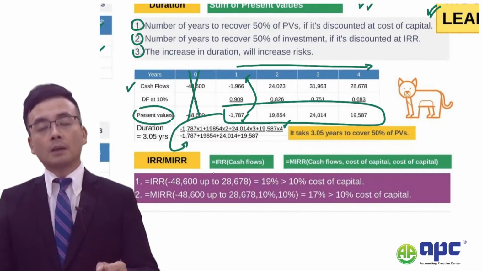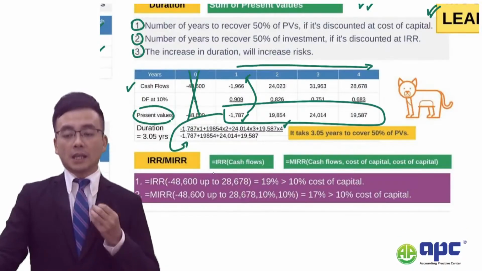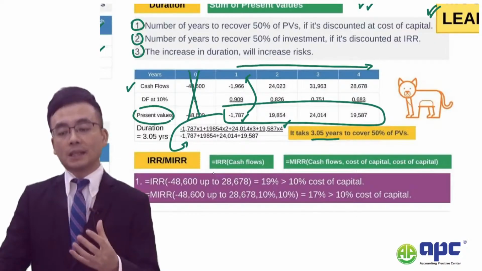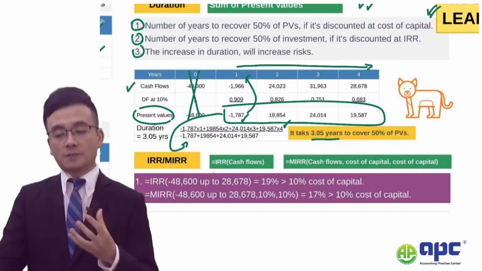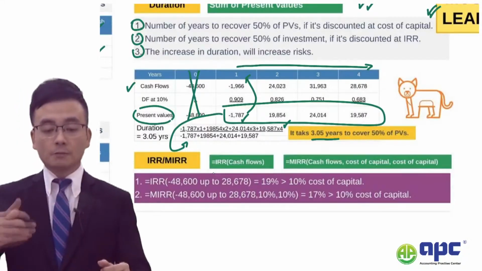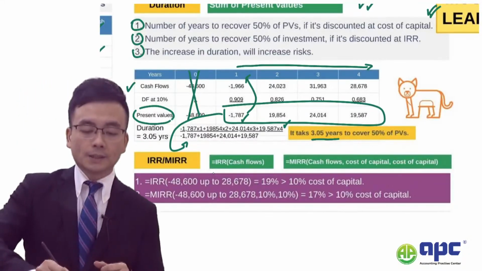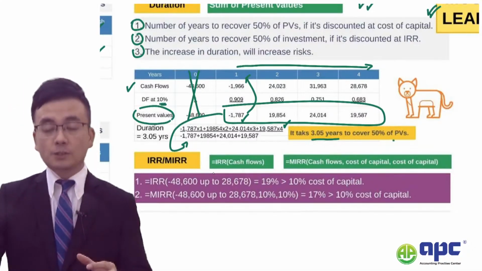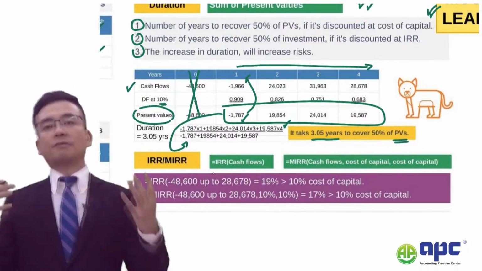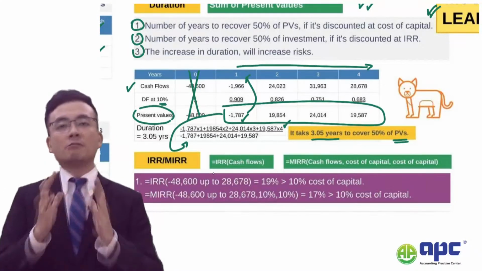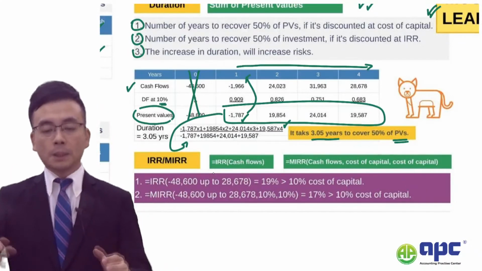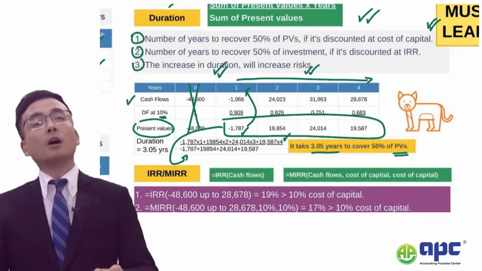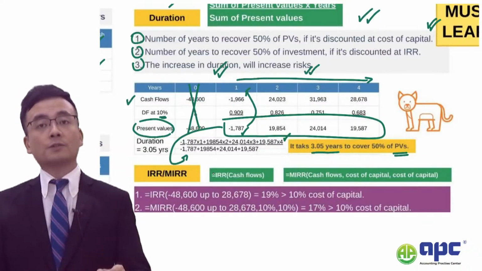Now, by doing this, it gives us 3.05 as the duration. So what that means is it will take 3.05 years to cover, in this case, assuming that 10% is the cost of capital, 50% of the present value. Okay, so 50%, what does that mean? It's just a risk measure, because the longer the duration, the higher the risk of that project in terms of cash flow variability.